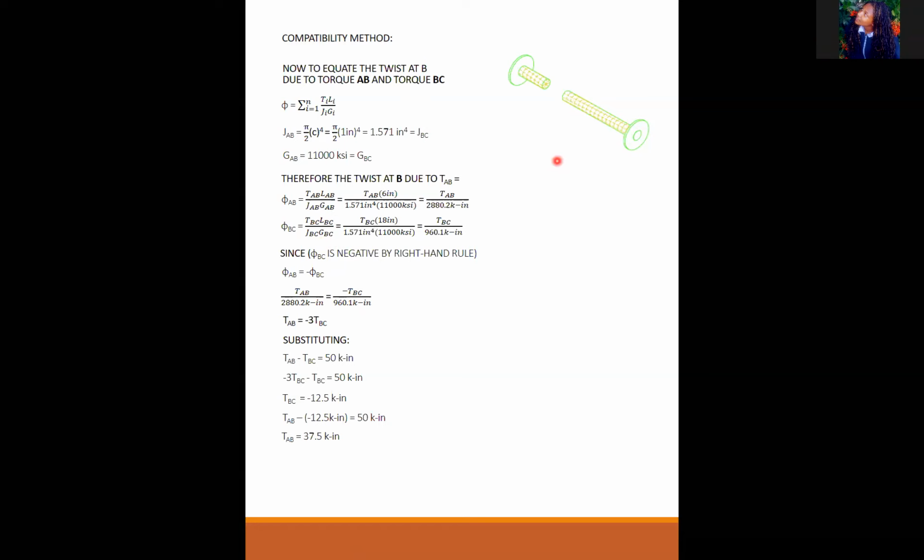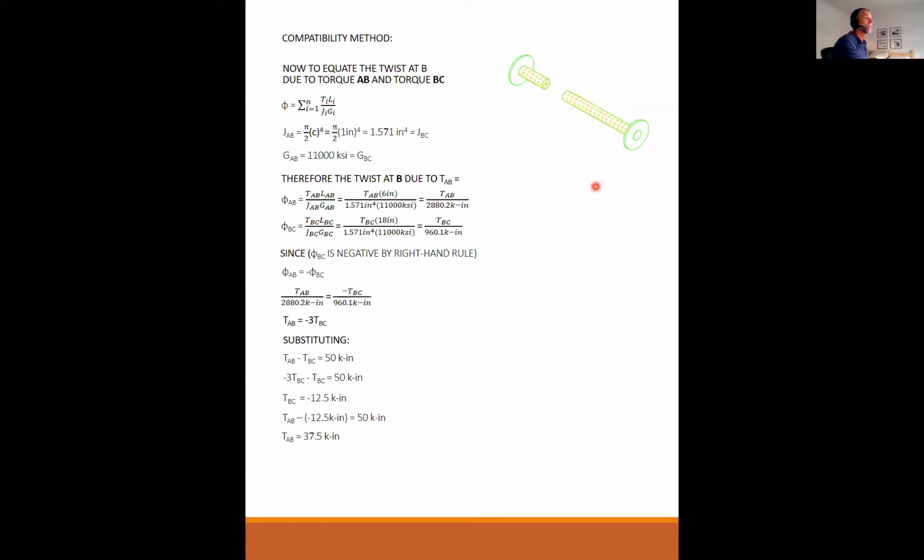Yes. Is it negative also because of the right-hand rule? Is that the point that you're making? It's negative because of the right-hand rule, but the point that I'm making is that this equation right here, phi, is equal to twist, is equal to the torque times L over JG, is a relative twist. So from 0 to here gives you the twist at B. But from here, which is not 0, to here is a relative twist of minus 0.132, whatever that was.